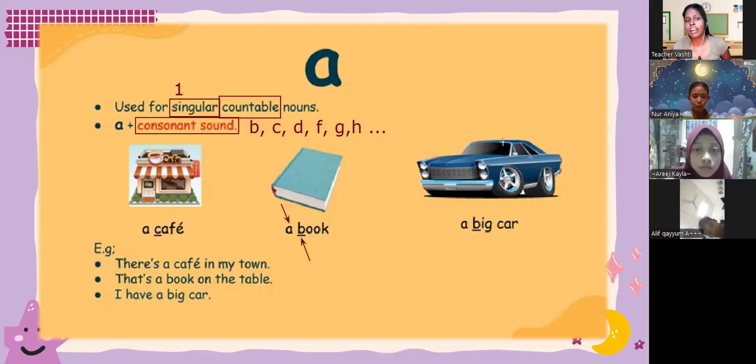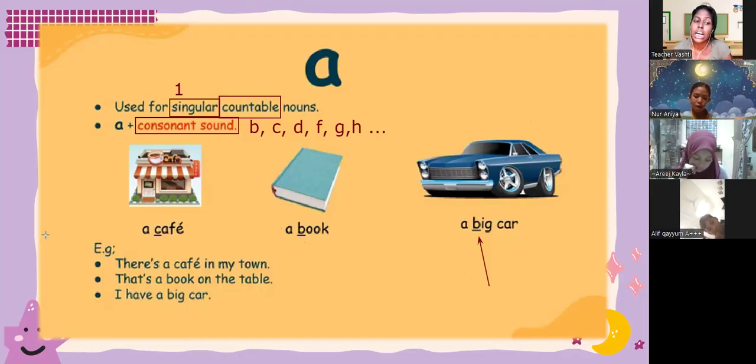A big car. How many cars can you see? Only one. Is it countable? Yes. What does it start with? Mula dengan huruf B. B. A big car. Okay. So, kalau a car, you can also say a car.